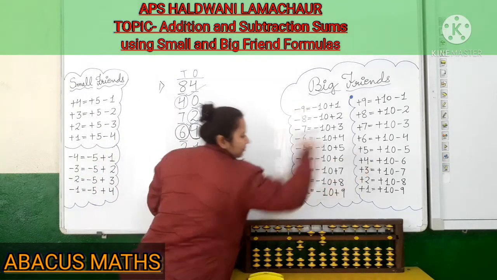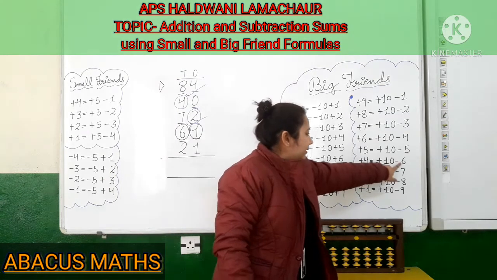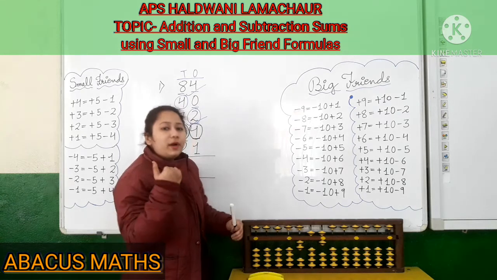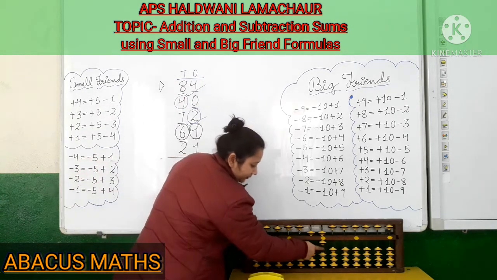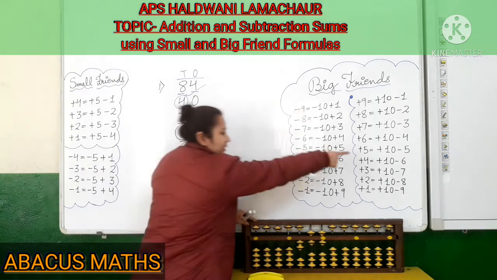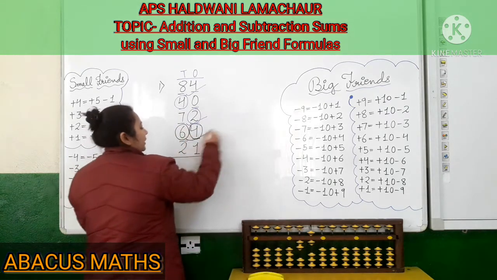See plus 10 minus 6. For adding 4 the formula is plus 10 minus 6. Now plus 10 you will do in one rod up. Now see 4 you have to add in one's rod. So 10 you will add here one rod. And minus 6 from the same. And your 4 is added.